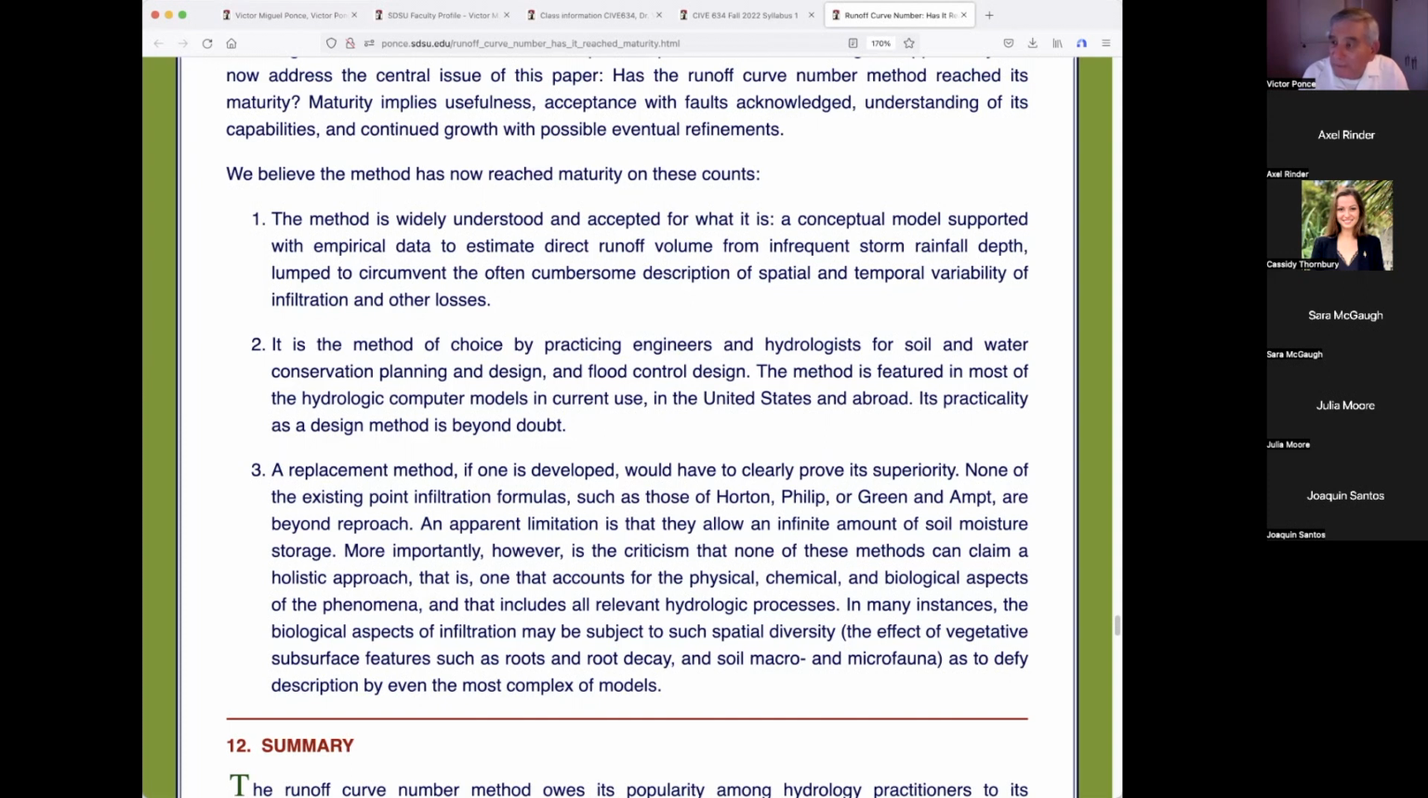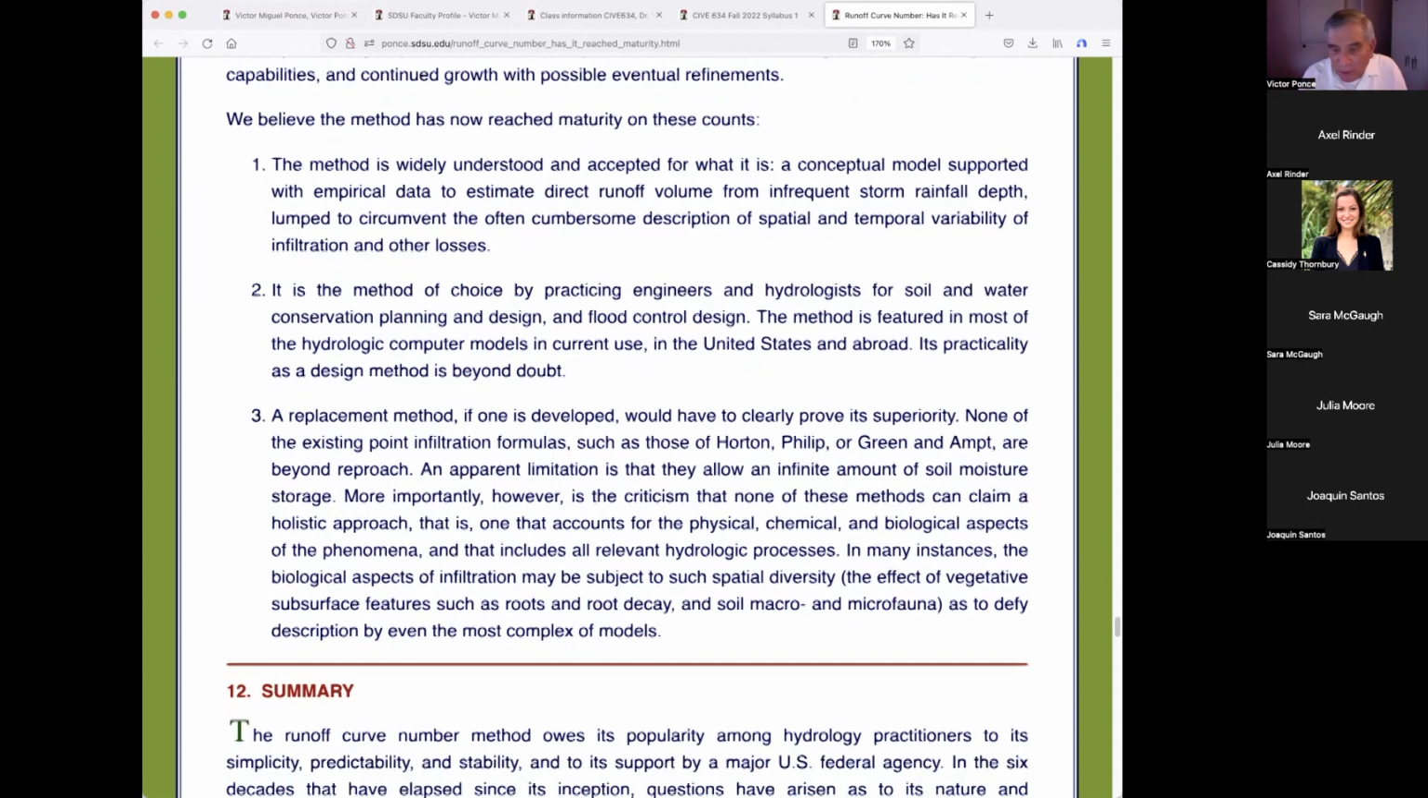And then there's the Phillip and the Green and Ampt. The Green and Ampt is an old method, 1911. It's basically physics. So some people have said, why should we go with the curve number method, which is a conceptual method? Let's go with a deterministic method, which is the Green and Ampt. Let's go for it. And they have done work in that area.